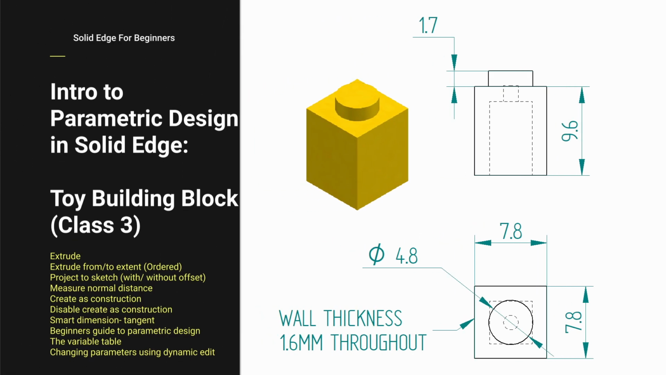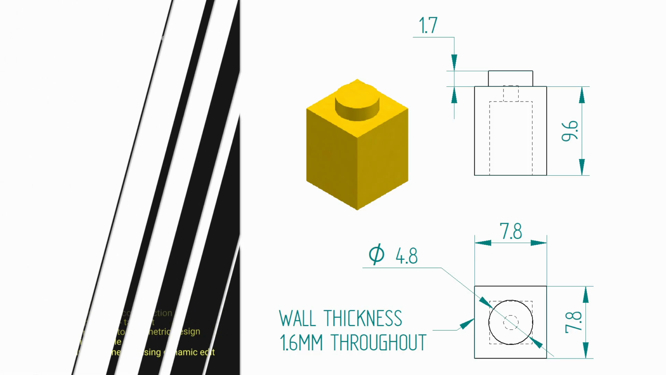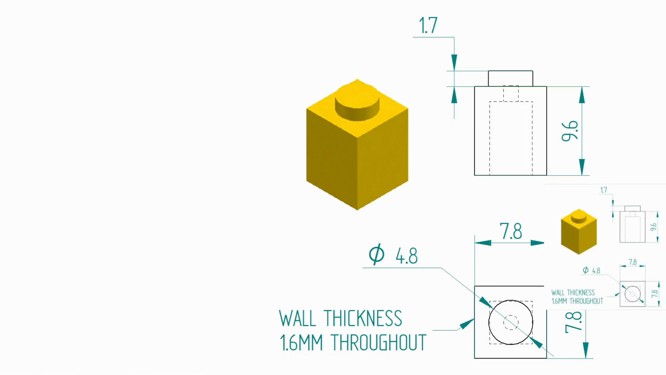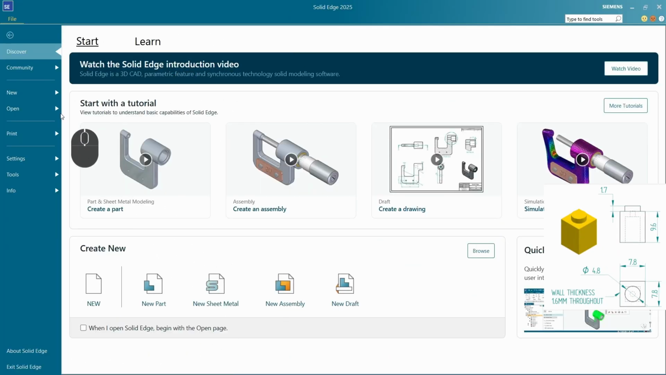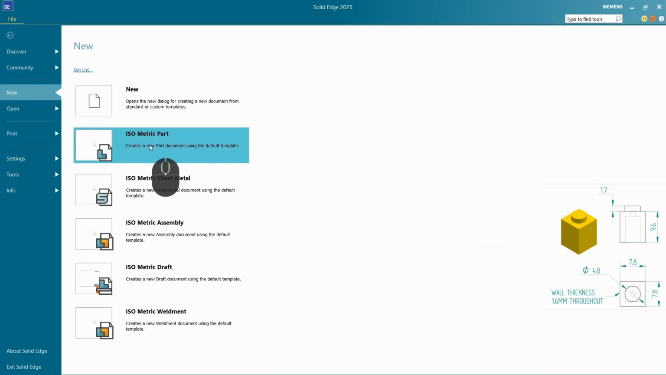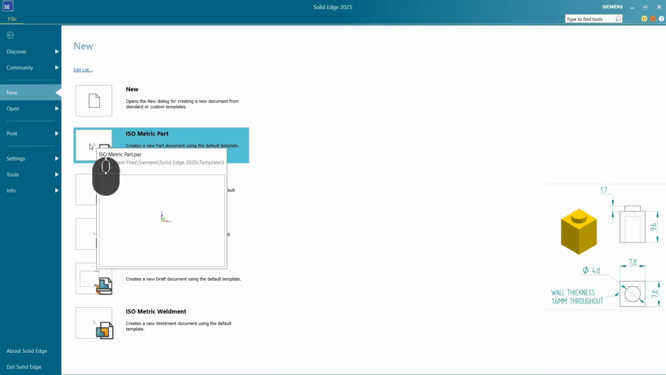Well, Joey, in this video we're going to model a tie building block. We'll also talk a little bit about parametric design and what it means. Alright, so we're going to create a new document. Again, isometric part.